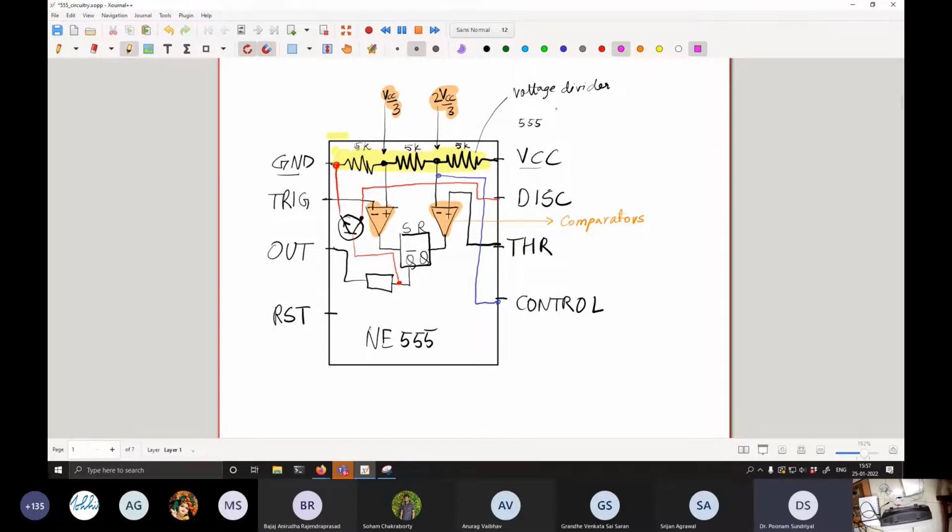Then after the comparator, we have what is called an SR flip-flop. This particular thing is called an SR flip-flop. Then you have what is called an output inverter. So this thing is an output inverter.